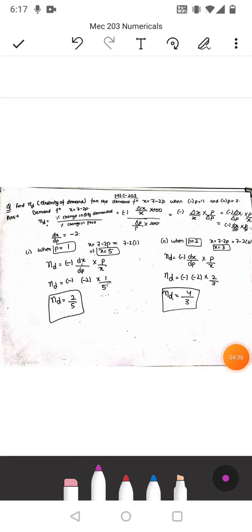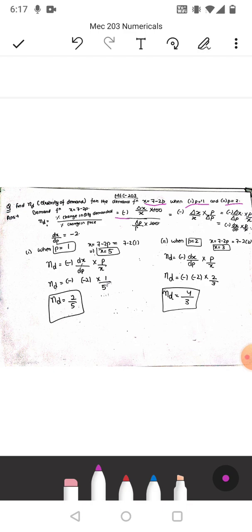Now we have to find the elasticity of demand function x is equals to 7 minus 2p when p is equals to 1 and p equals to 2. So we know elasticity of demand is nothing but percentage change in quantity demanded divided by percentage change in price. This negative denotes the negative relationship between change in quantity demanded and change in price. So it is delta x upon x into 100 divided by delta p by p into 100, delta denotes change. Then it is minus, similarly delta x upon x into p, delta p by x, that will shift off. After going, it's nothing but dx by dp into p by x.